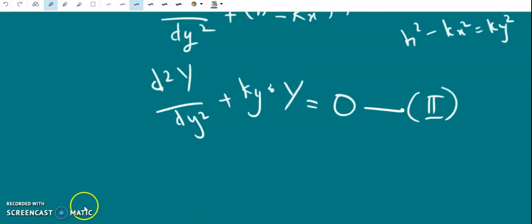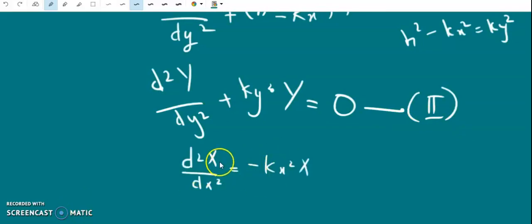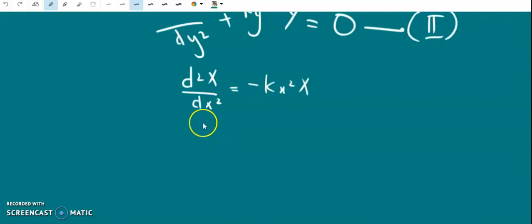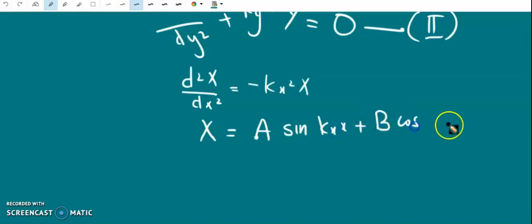Now we have to solve equations 1 and 2. We have seen that equation number 1 is of the form d²X by dx² equals minus omega² X. So here omega is kx. The solution of this type of equation, these are harmonic equations, and we know that the solution is X equal to a sin kx x plus b cos kx x. So we have to find out the constants a and b from the boundary conditions.